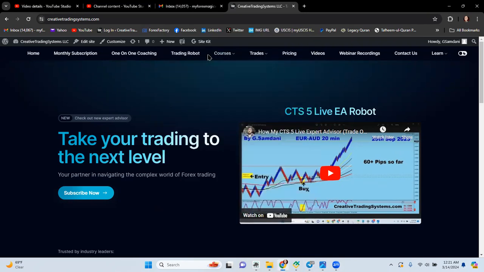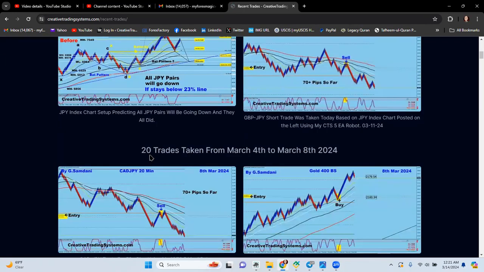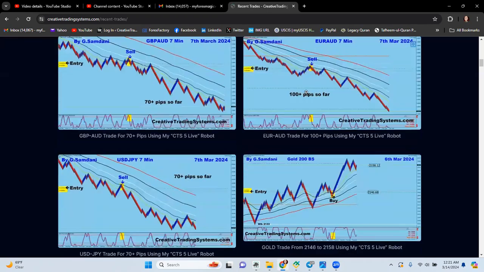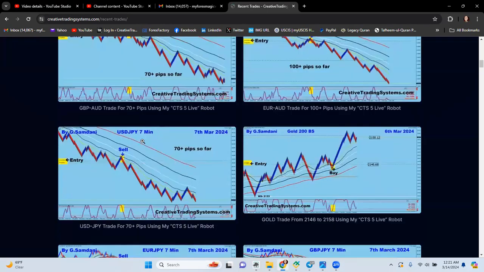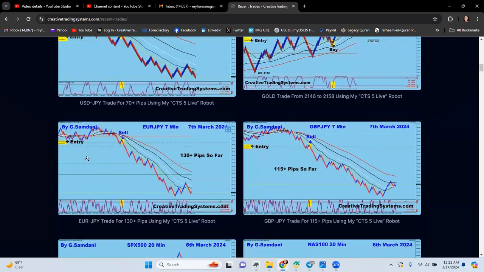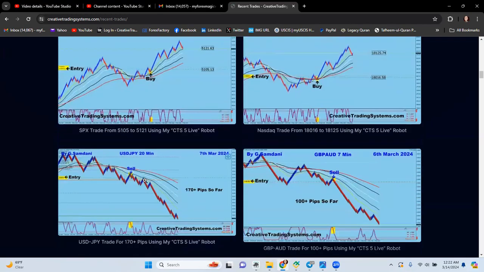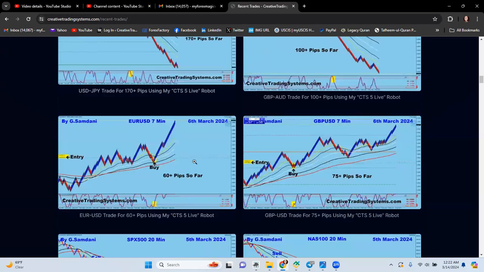Let me show you the current week trades and the last week, for example. The recent trades, this week only 1, 2, and 3. But last week, 20 trades. Watch them. CAD yen, gold, Euro Aussie, Pound Aussie, USD yen, gold trade from here. And entry is always on the chart. I showed my entry and the amount of pippage. You see the sell entry right there, and it took all the way down 130 pip, Euro yen. This one 115 pip, Pound yen, NASDAQ, S&P 500, it's US.